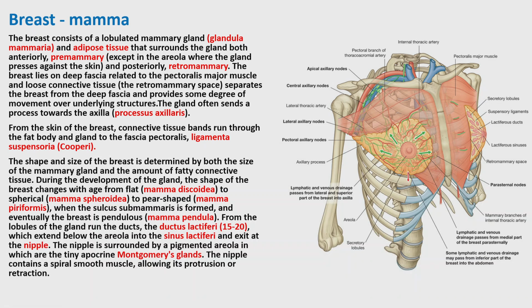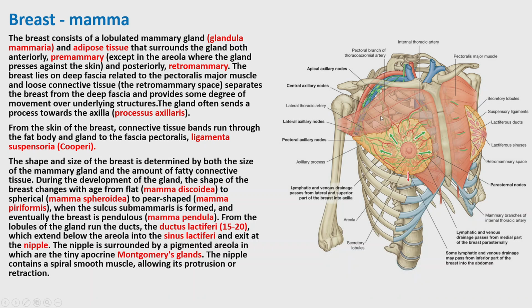There are some ligaments which are called suspensory ligaments. Those ligaments start from the skin of the breast and go through all this fatty tissue, connecting the gland to the pectoral fascia. This is the fascia which covers mainly the pectoralis major, and this ligament is called the suspensory ligament of Cooper.